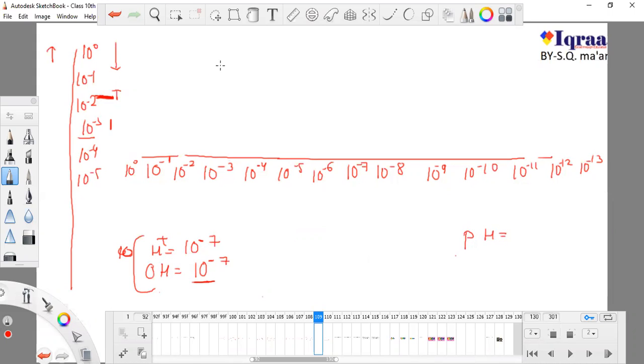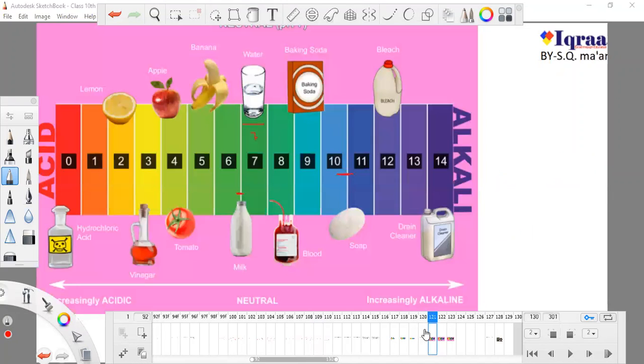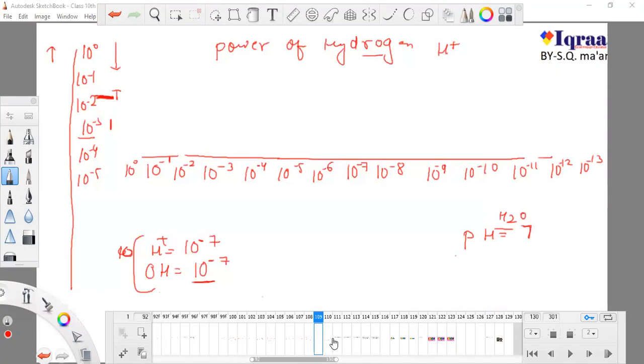If I want to indicate water, I will use pH. This is a scale of the power of hydrogen. This scale shows how powerful hydrogen is in various types of substances. So in water, the power of hydrogen is 7. That's why for water I write 7. This is my water, and this is pH 7. Now I can write it like this. Instead of writing 10 to the power minus 10 and 10 to the power minus 11, generally we write it like this.